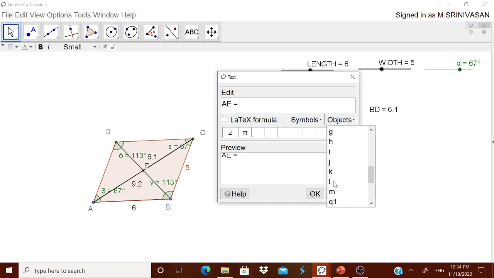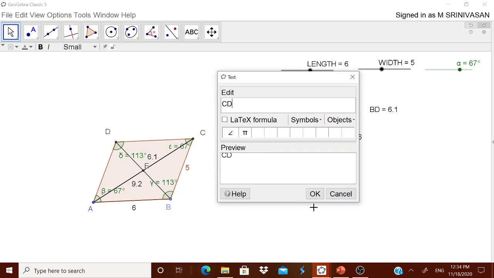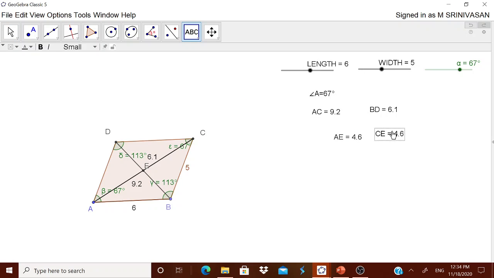From the object you have to select L, then click OK. AE you have got, and similarly CE is equal to, from the object you have to take M and then keep it over here. Okay, these also are both 4.6 and 4.6. The angles are shown, the diagonals are shown, and the pieces of the diagonals from the point where they meet, AE, EC, and similarly you can show them DE, BE also. I'm just leaving it to you.